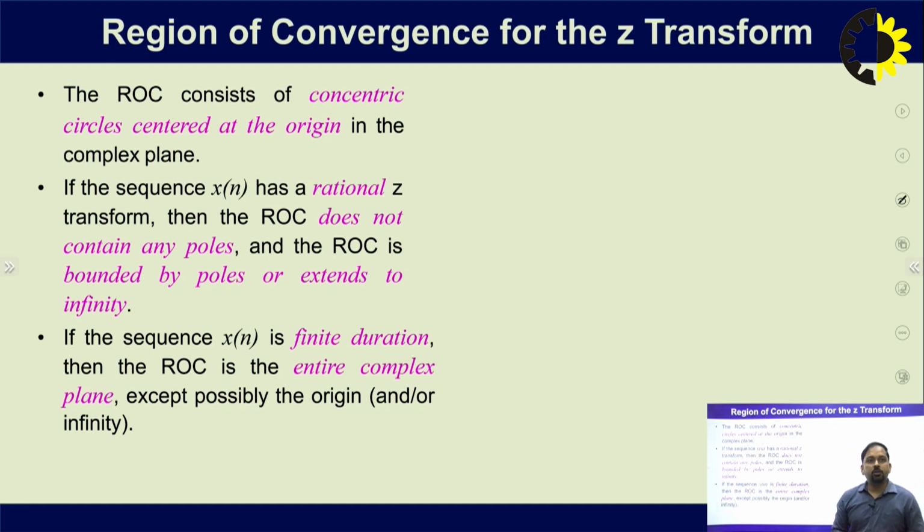Now we'll talk about the region of convergence. As I have already told you, the region of convergence is the magnitude of Z, or equivalently r, for which the Z transform of x[n], or equivalently the Fourier transform, or basically the DTFT of x[n] r raised to power minus n, converges. So we have the very first property of ROC. The ROC consists of concentric circles centered at the origin in the complex Z plane. So if we talk about the ROC, then we have circles in the Z plane.